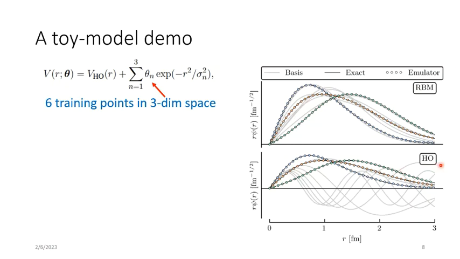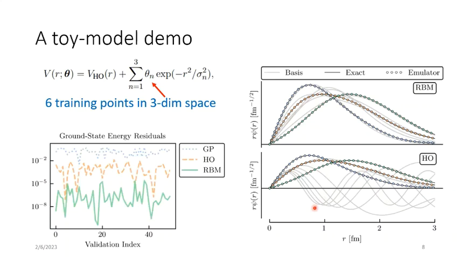And there are some other generic bases, actually harmonic oscillator bases. You can see that these bases are really not adapted to the problem. They have a lot of features that this solution actually doesn't have. Then you can look at, say, the ground state energy. These are actually residuals, which basically means the emulation error. And you can see that consistently the reduced basis method is much better than this generic basis.